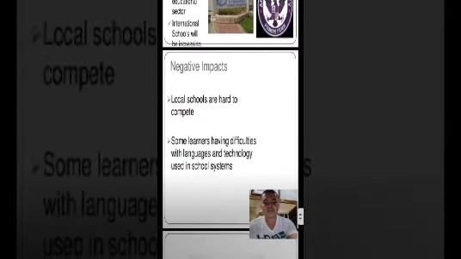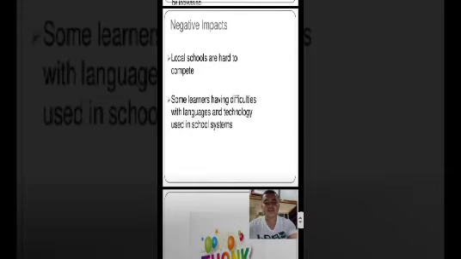So, negative impacts. Local schools find it hard to compete, especially schools in remote areas. They cannot compare with other schools because of the standard. Some learners have difficulties with languages and technology used in school systems.